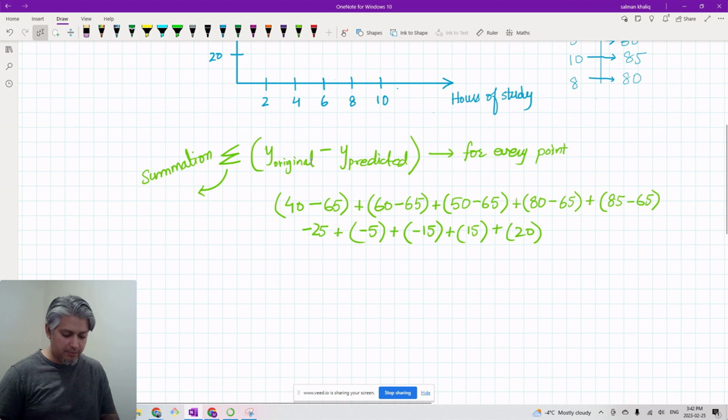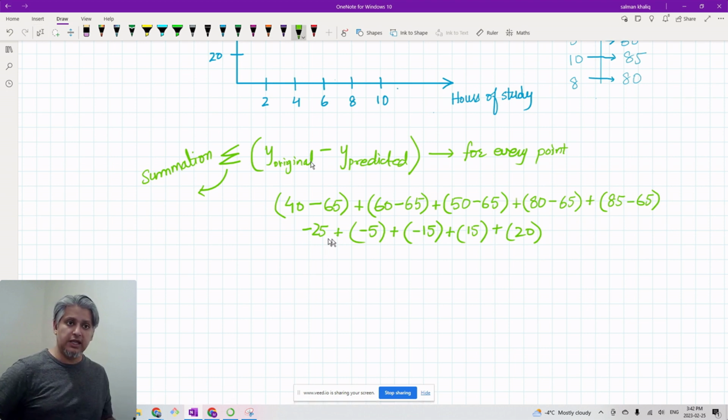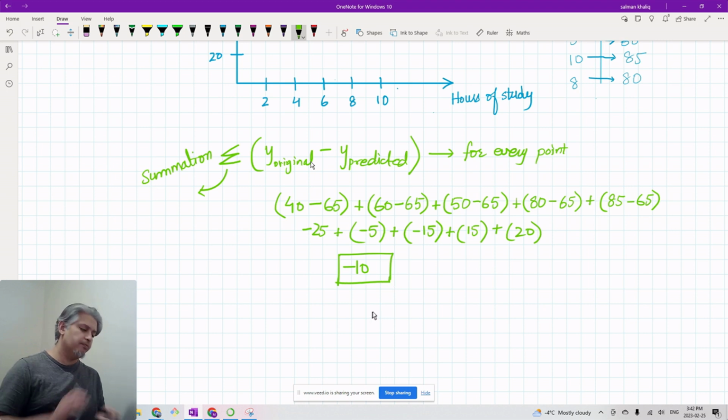Now let's add them up. Negative 25 and negative 5 is negative 30, negative 30 and negative 15 is negative 45, negative 45 plus 15 is negative 30, and negative 30 plus 20 gives you negative 10. That means the overall error is negative 10.